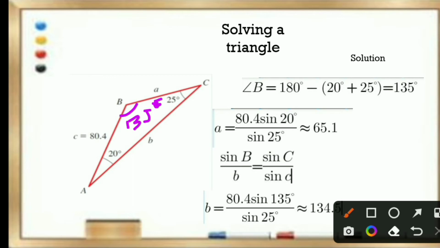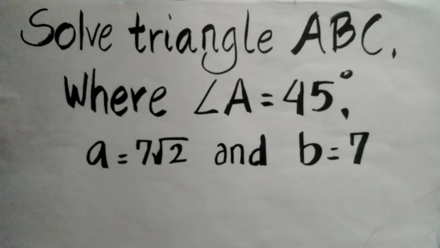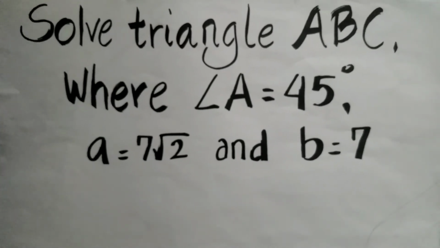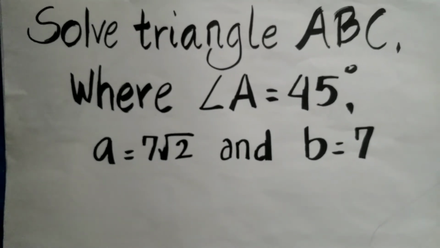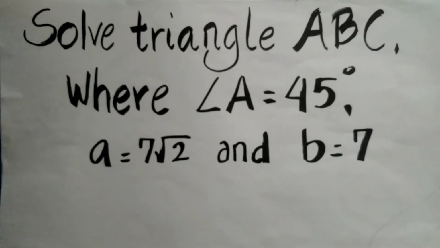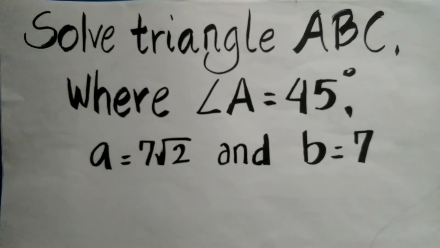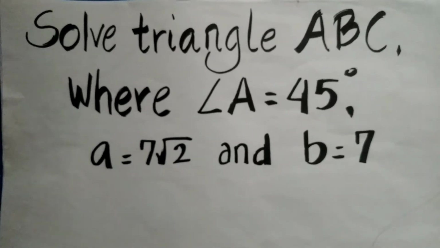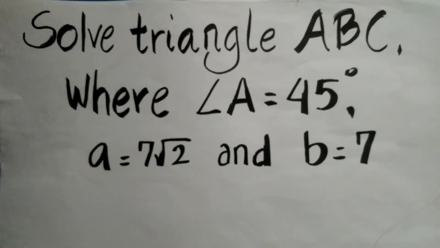Then side A is approximately 65.1, and then side B is approximately 134.5. So that's it. So we have example number 2. Solve triangle ABC where angle A equals 45 degrees and side a equals 7 square root of 2 and side b equals 7. So that is solved by using the law of sines.